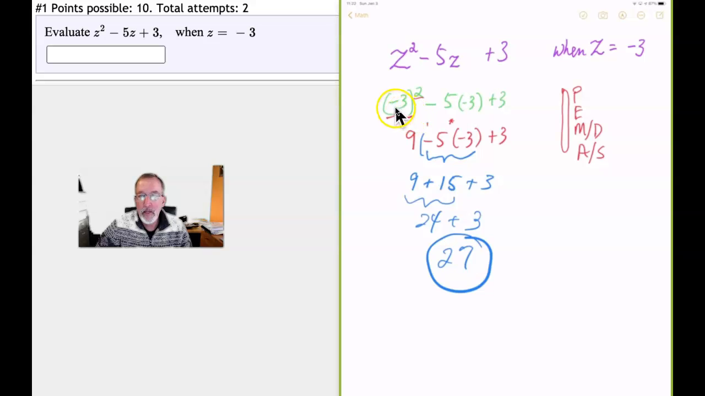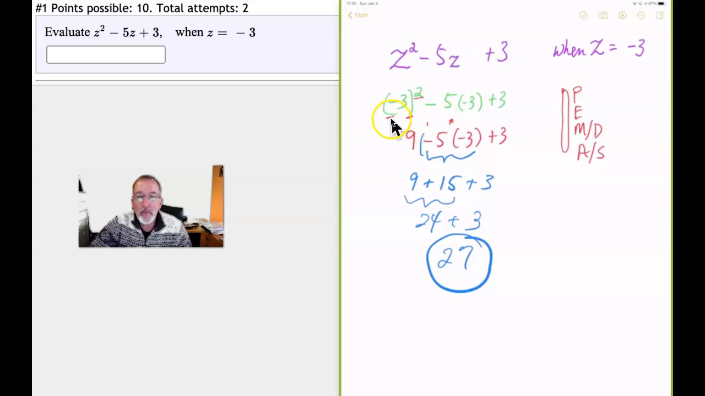So I put in negative 3 in parentheses here with a square sign, right? So that's the exponent 2, minus 5 times z, so that's another negative 3 here, plus 3. So I rewrote it this way. And then I'm just looking at a PEMDAS problem. So I use parentheses around the negative numbers so that people will see for sure that that's a negative sign and not a subtraction operation. There can be some confusion because they're ambiguous.